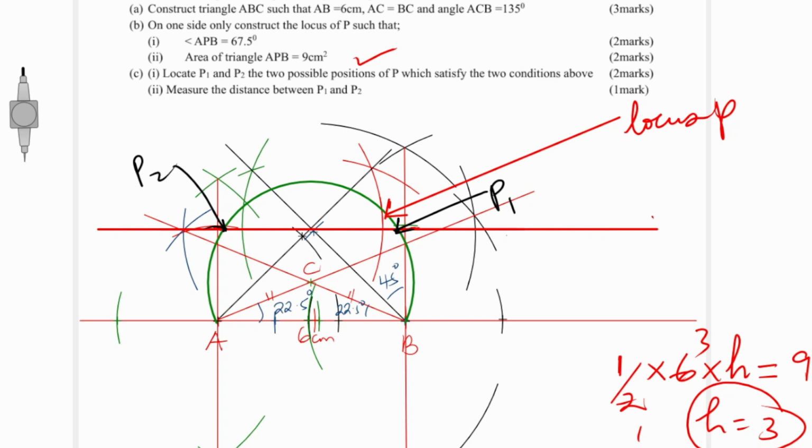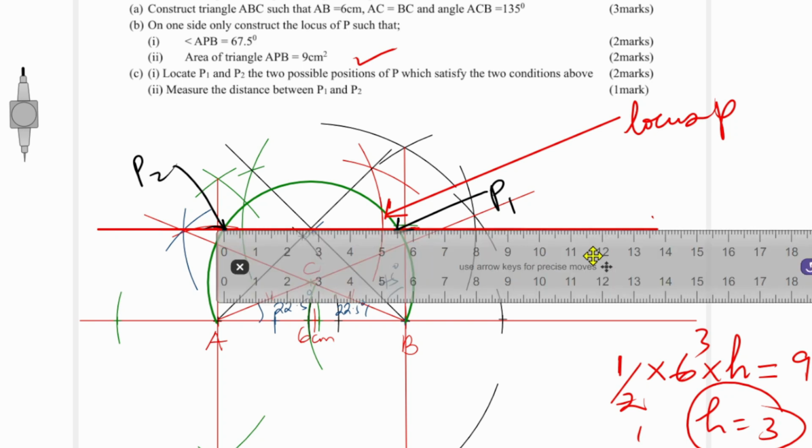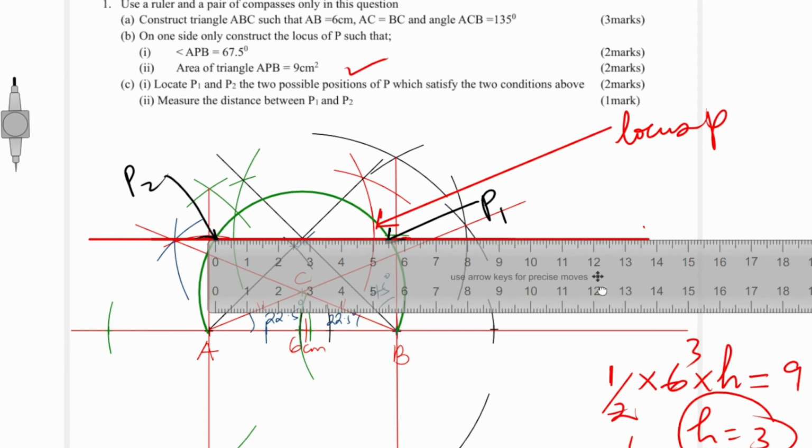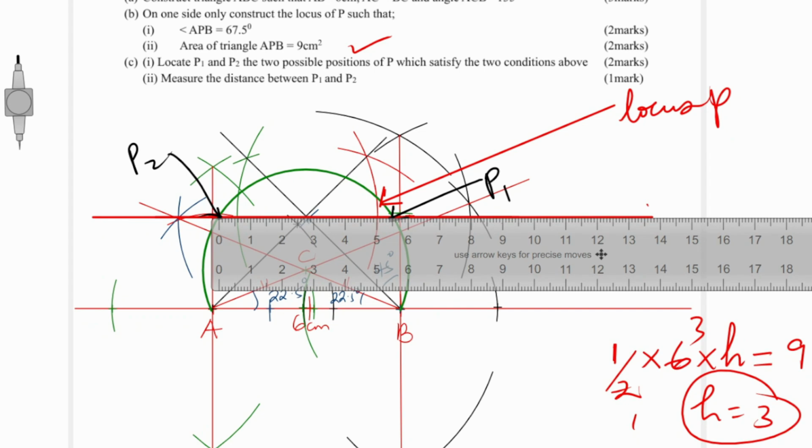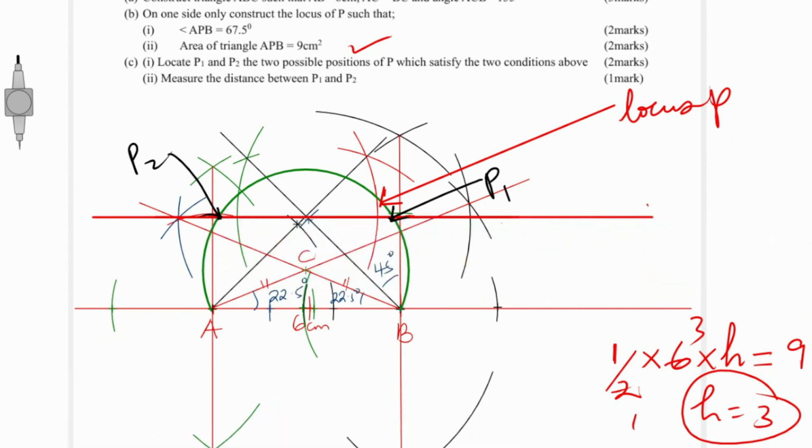Now the other question is to measure the distance P1P2. Looking at mine here, that is 5.5. You can confirm with yours. That is 5.5 centimeters. So this one is 5.5 centimeters, and that is simply how you're supposed to solve that question. Thank you.